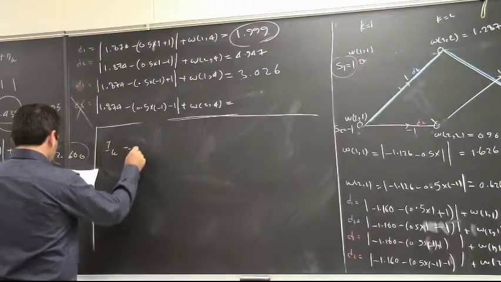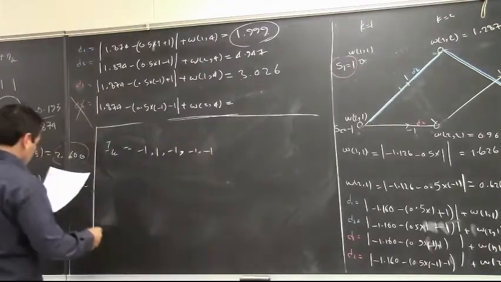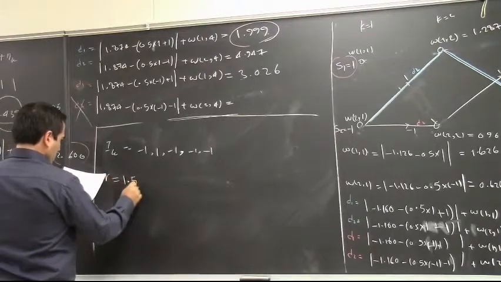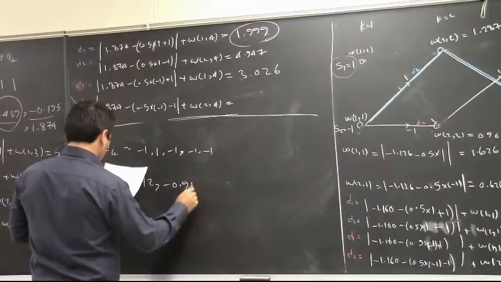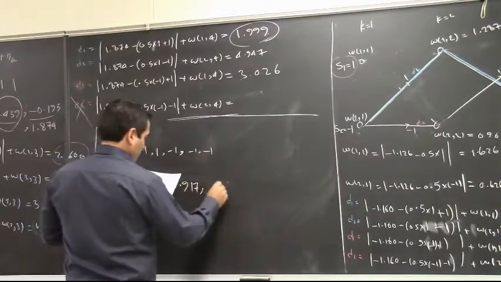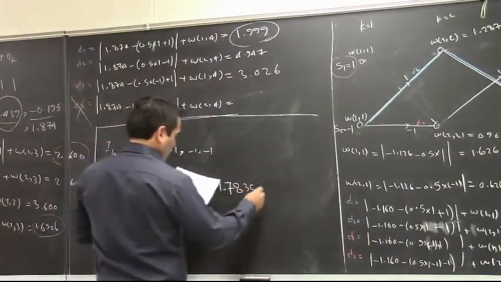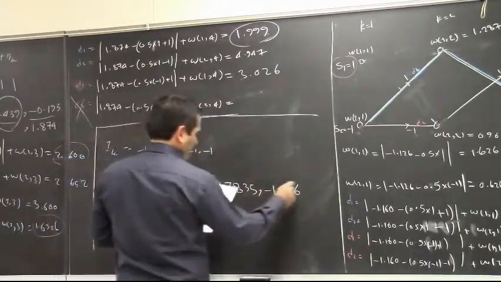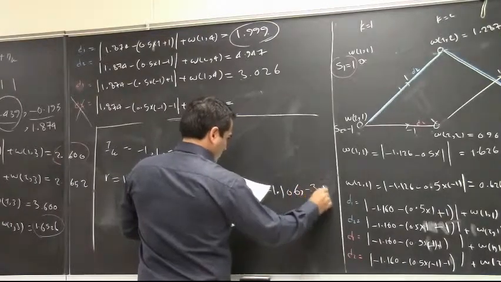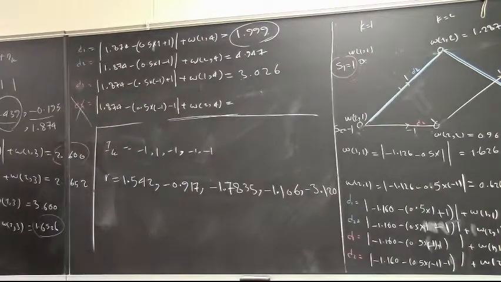Suppose that your a_k is minus 1, 1, minus 1, minus 1, and minus 1. And r is 1, 5, 4, 2, 9, 0, 1, 2, 3, 4, and the last one, minus 3, 1, 2. Okay? And here's the Viterbi diagram, it's for yourself at home.